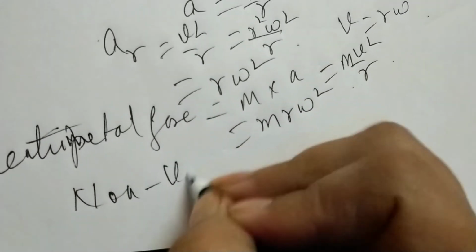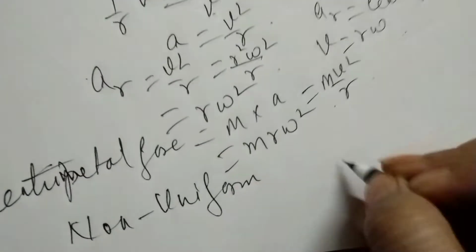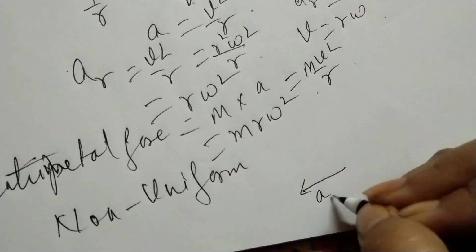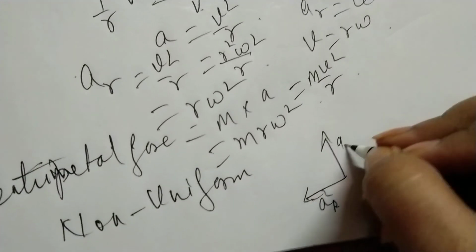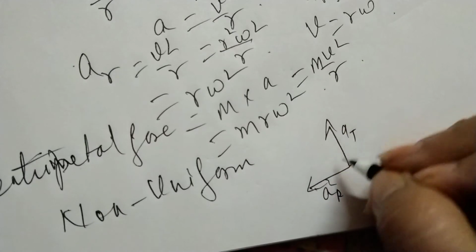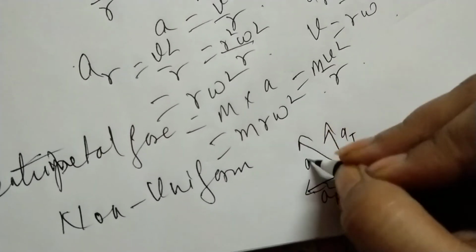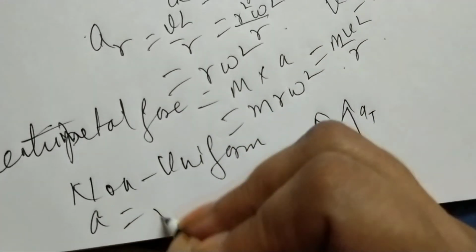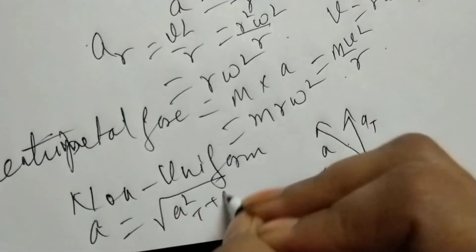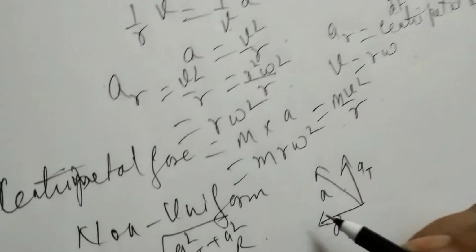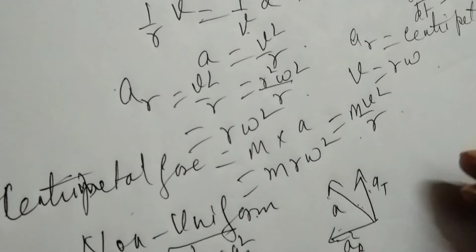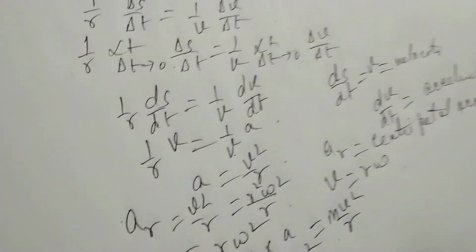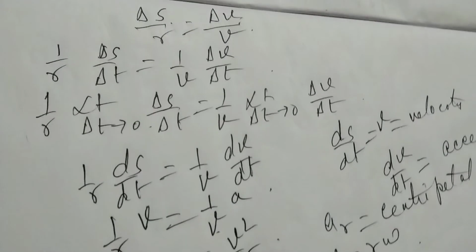If the motion is non-uniform, then you will find one acceleration AR towards the center, and another acceleration AT acting along the tangent. So this is the resultant A. A will be equal to the square root of AT square plus AR square, the resultant of these two. This is for the non-uniform case, when the speed is not constant. I hope you have understood how to derive the equation for the centripetal force. Thank you.